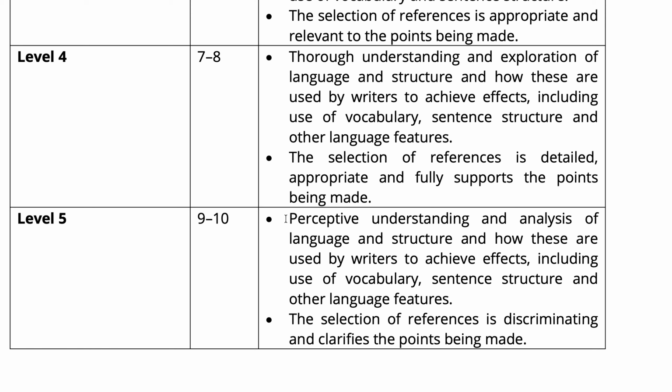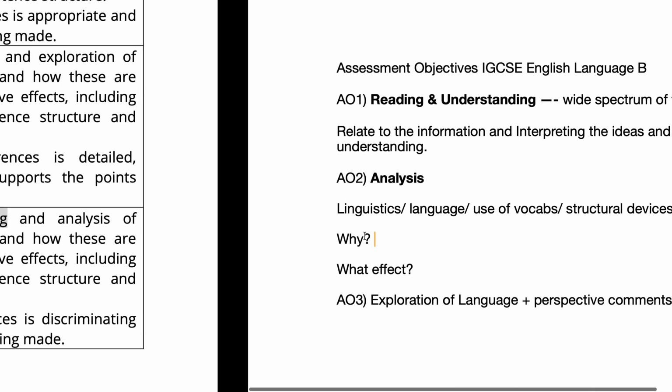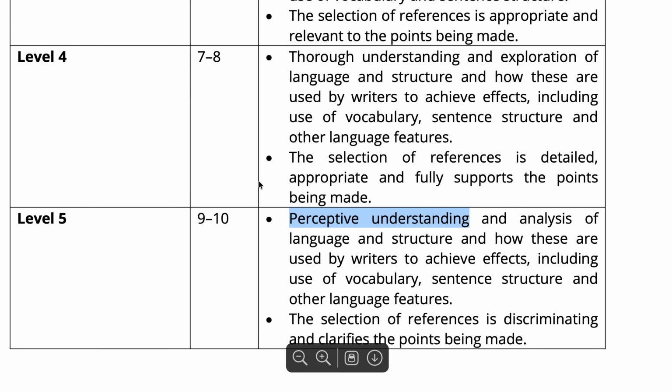And notice perspective understanding is the very first point. That's the first marking point that they're talking about. If you can't read and understand, perspective comments or understanding is alien to you. You will never be able to do anything over here. And that is a problem. Being able to read and understand and give a perspective comment that is both appropriate and relevant.